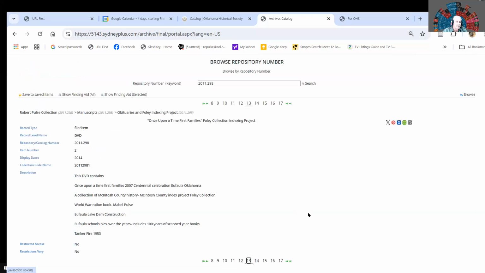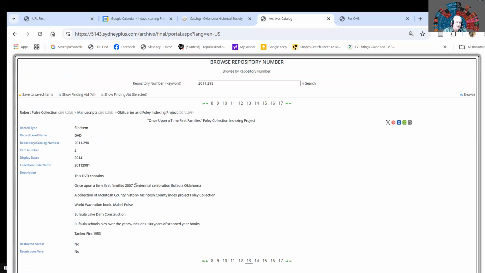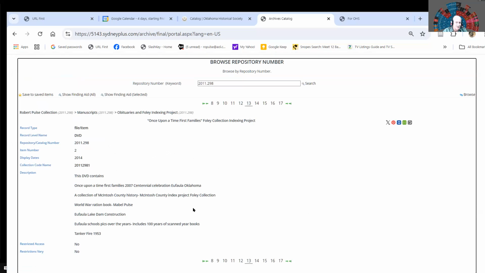13. This DVD looks like another collection of the 2007 centennial. This is a collection of McIntosh County histories. Here's Mabel's World War II ration books. This is a copy of the originals that were in the other box. This is the Lake Eufaula Dam construction. That's all the pictures of the Lake Eufaula Dam construction that were at the Eufaula Library.